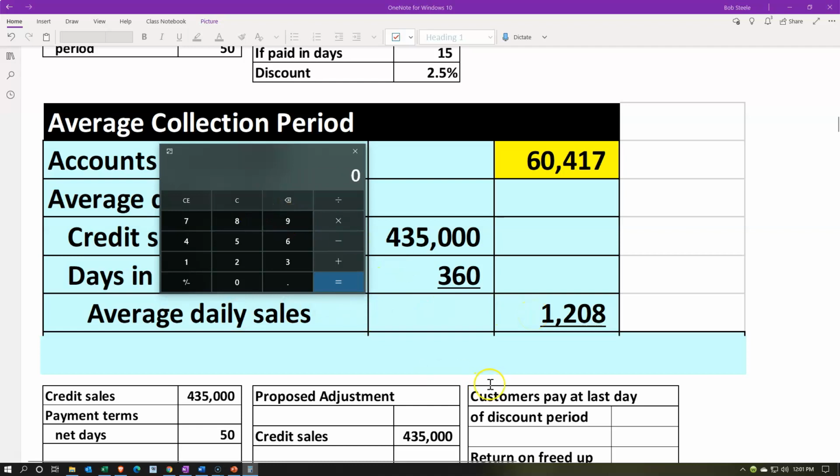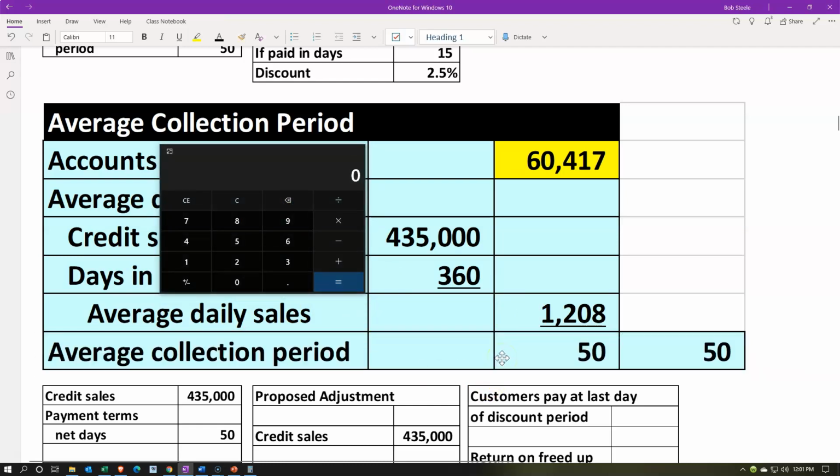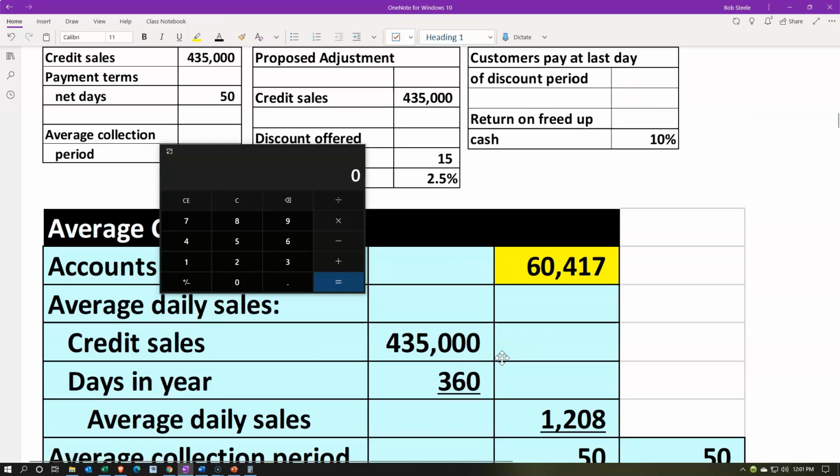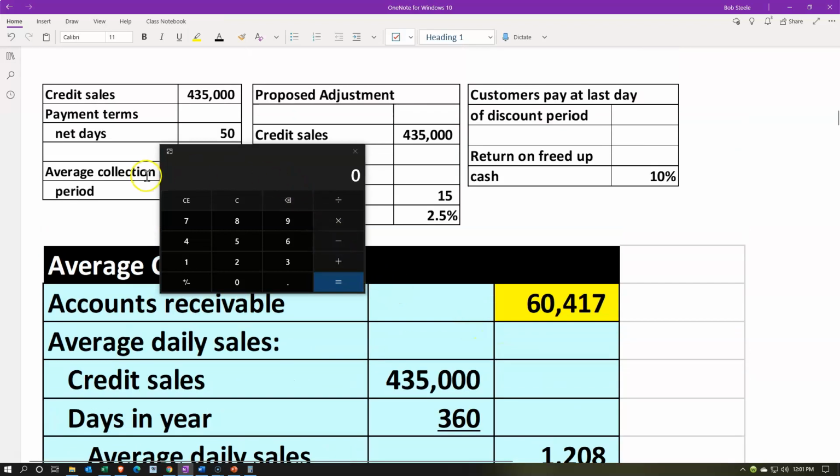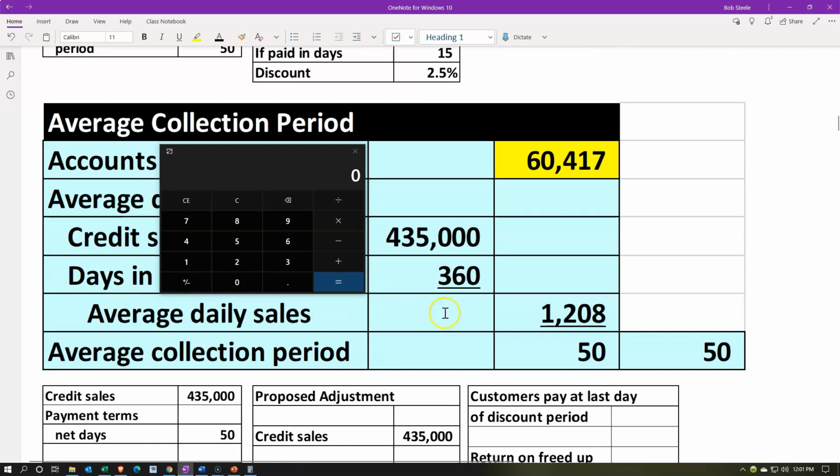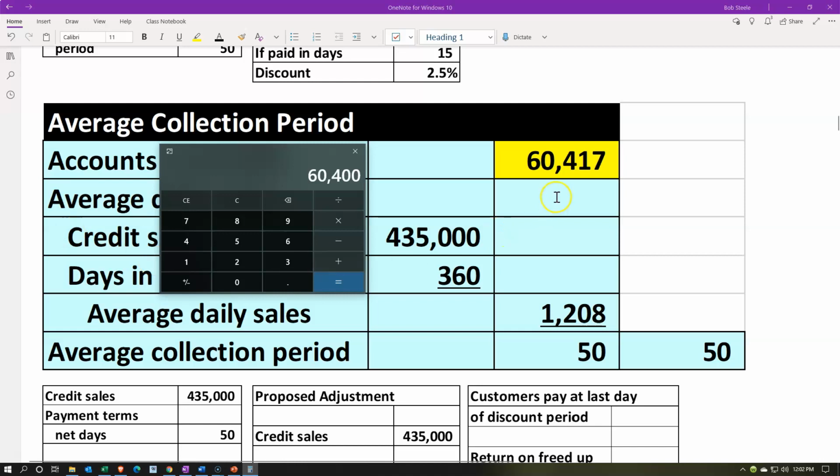And then our ending number is the average collection period, which we know up top was 50. So we have X divided by, if we write this out algebraically, X divided by the 1,208 equals 50. Solving for X would mean we have the 1,208 about times 50. And that'll give us about the 60,400, because again, this number was rounded.